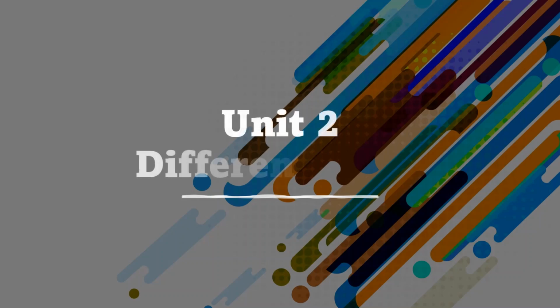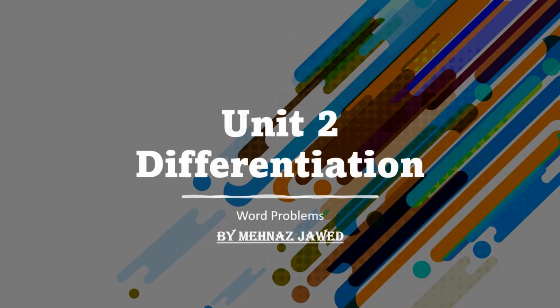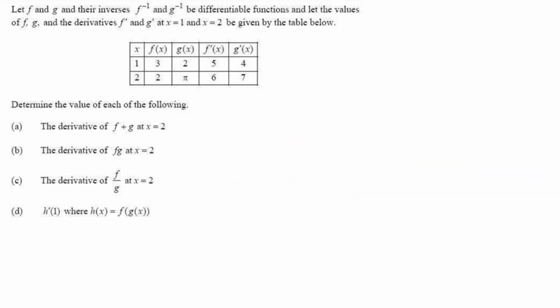We are going to study Unit 2, differentiation, and we will solve some of the basic word problems. If f and g and their inverses are differentiable functions and their values are given in the table, then determine the derivatives of the given functions. Now remember that whenever they say that the function is differentiable, it means that it is continuous and you can take the derivatives of those functions.